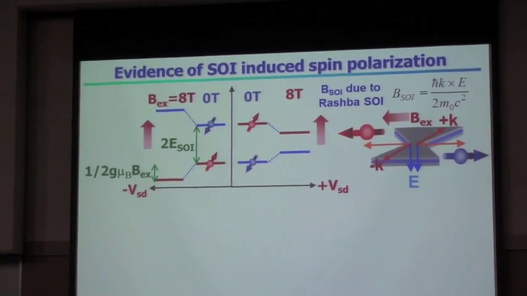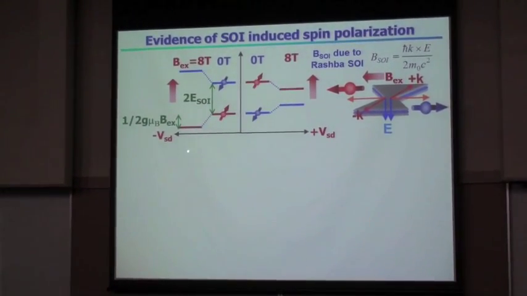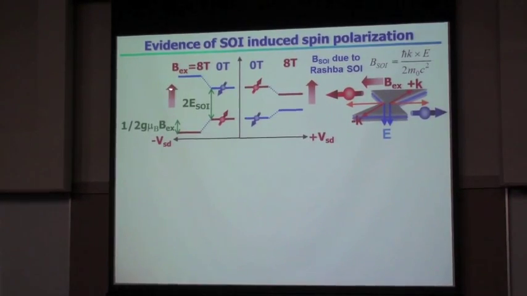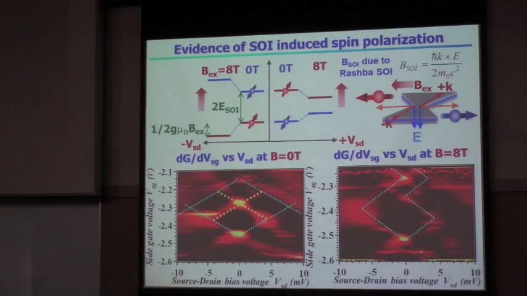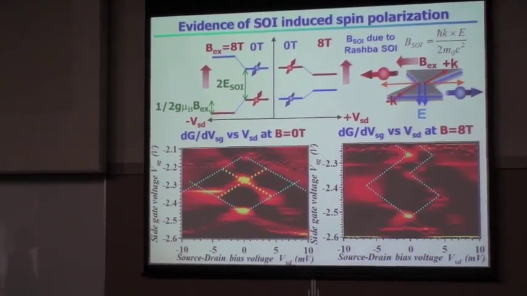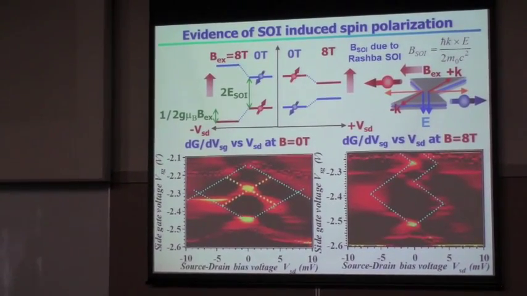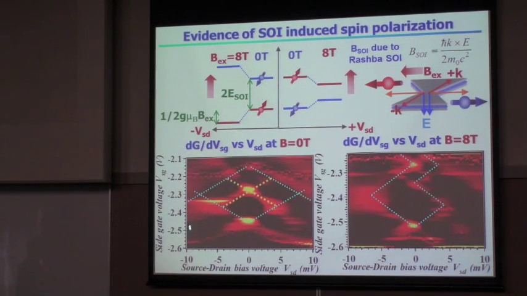To measure this, we employ the transconductance measurement, because transconductance measurement can probe these two spin splitting subbands. Here is the result without an external magnetic field and with the application of H Tesla magnetic field. This is the source drain bias dependence of the transconductance with the side gate bias voltage. How we can analyze this is such a red line.